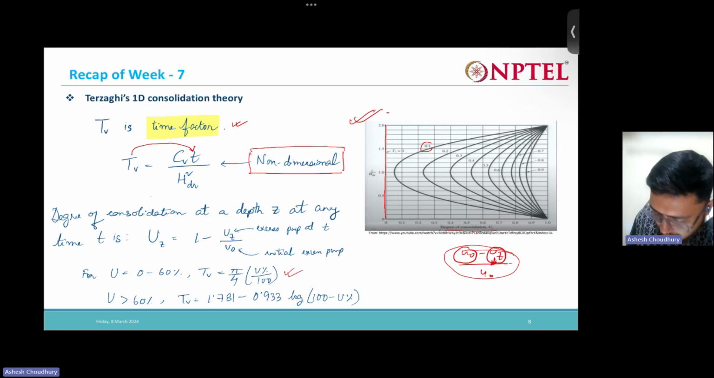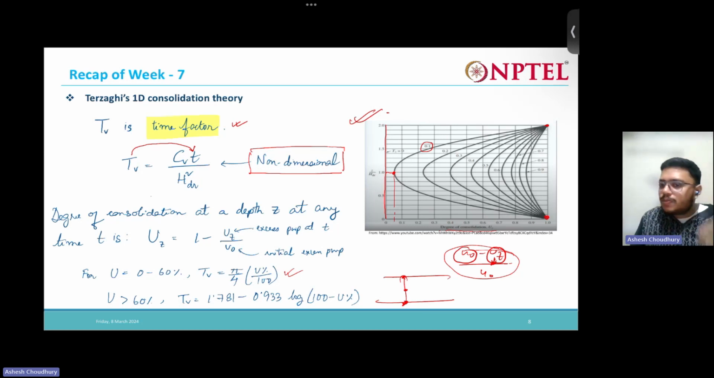So you can see here the degree of consolidation is very less at the middle, but at the top and bottom, since this is a clear layer, it is always 100%. That is what we have assumed, because at the top and bottom we have assumed the pore water pressure is always 0.